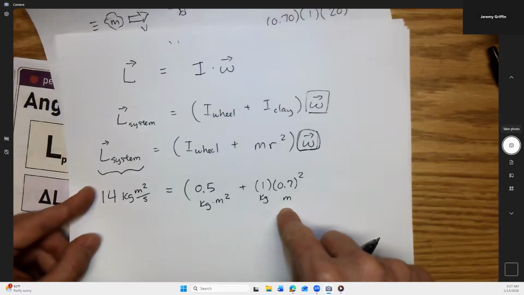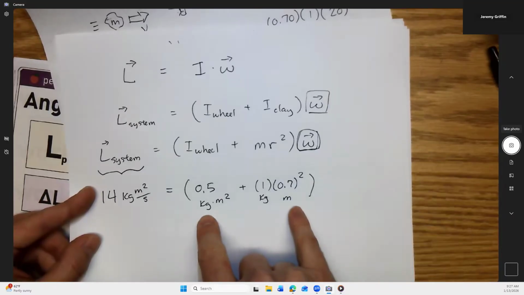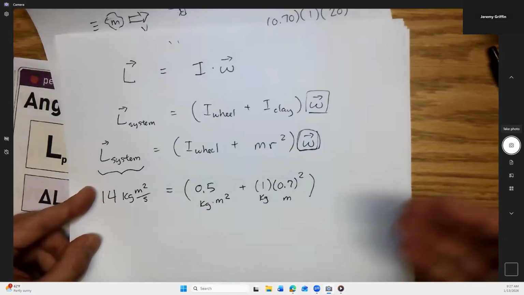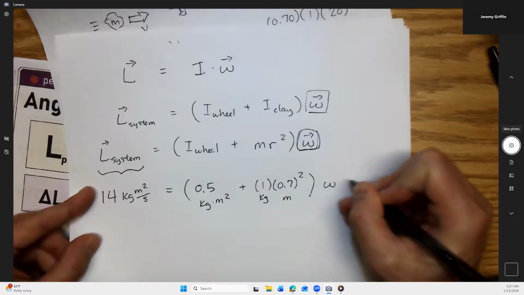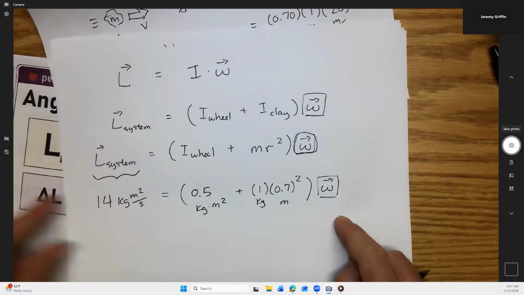Guys, what's 0.7 times 0.7? 0.49. Which interestingly is, I didn't plan for this, I'm just making up numbers on the fly. That's actually really close to the rotational inertia of the wheel itself, isn't it? So it's kind of like we sort of doubled the rotational inertia of the system. And then omega, we're solving for. Right, calculator time.